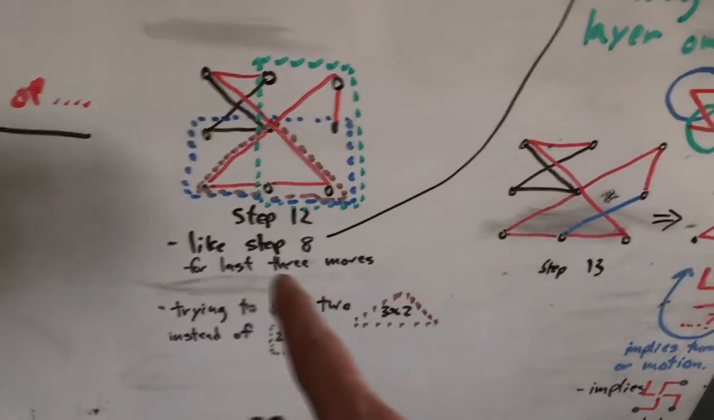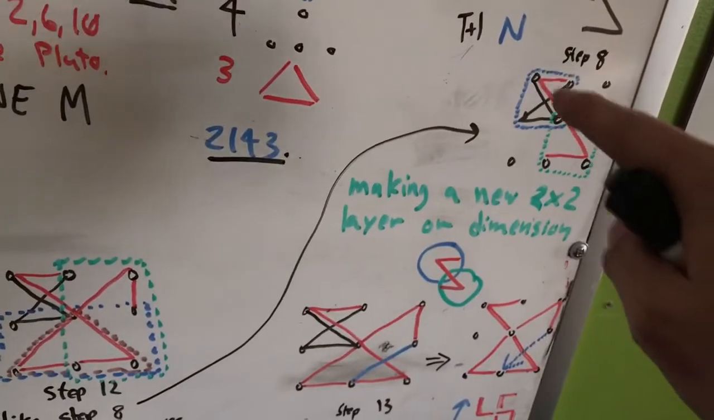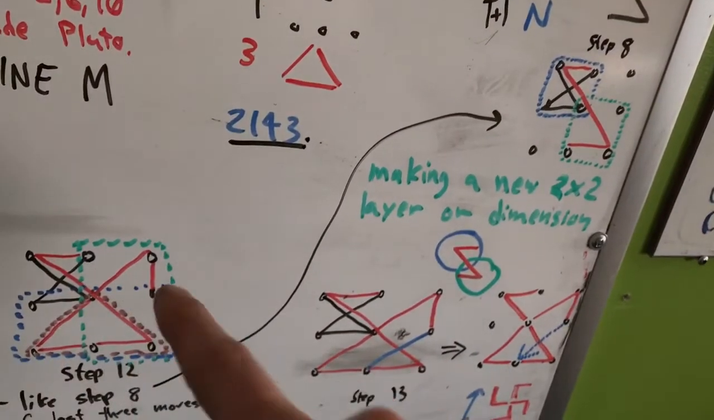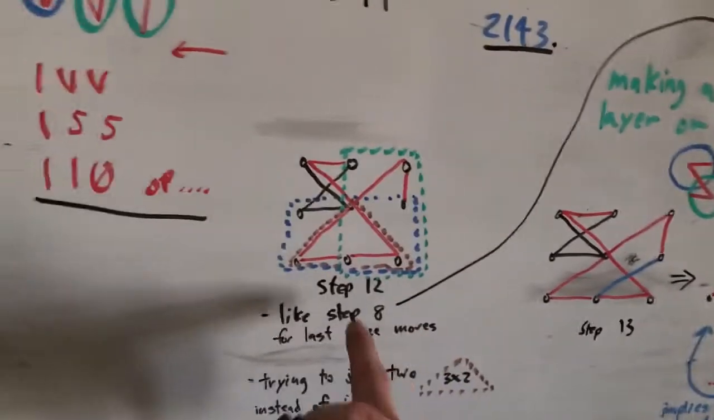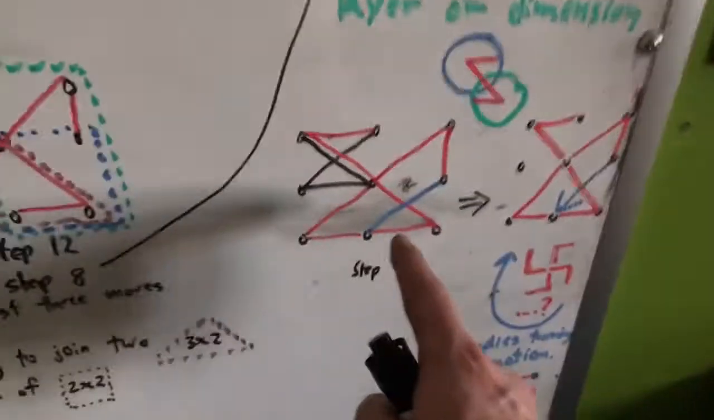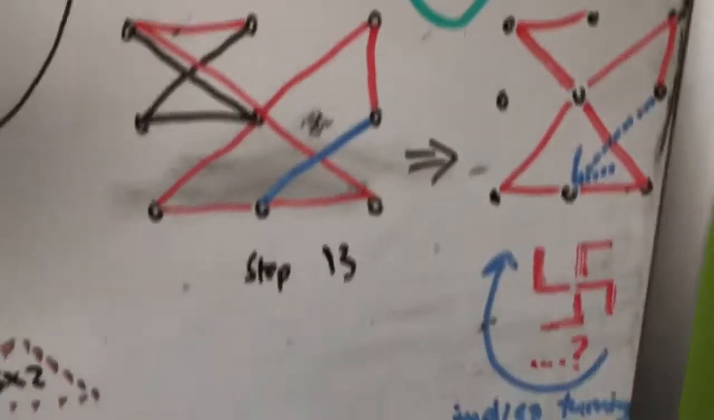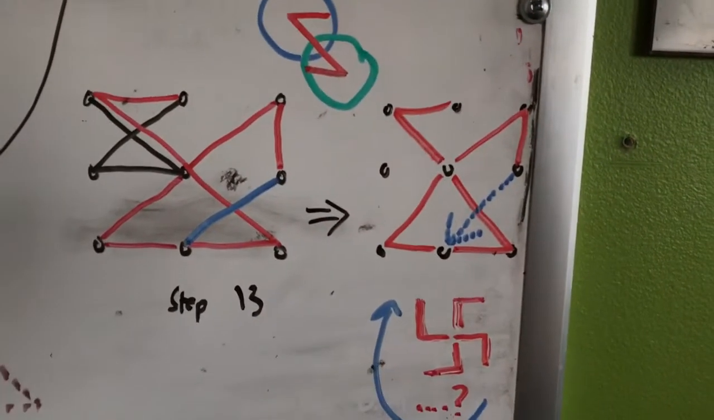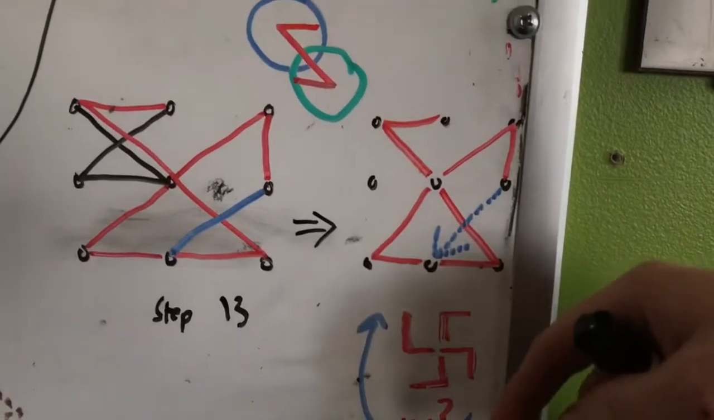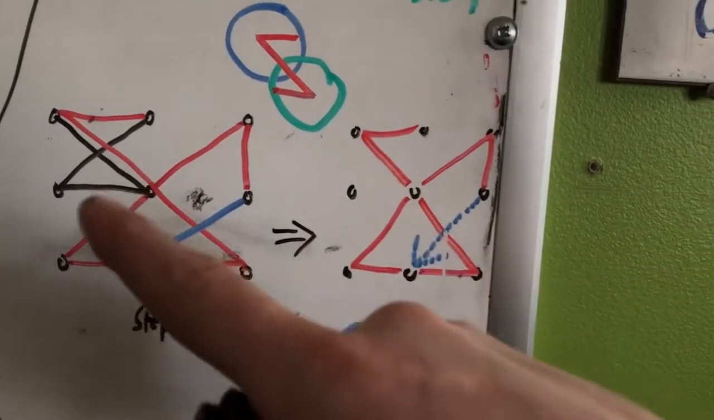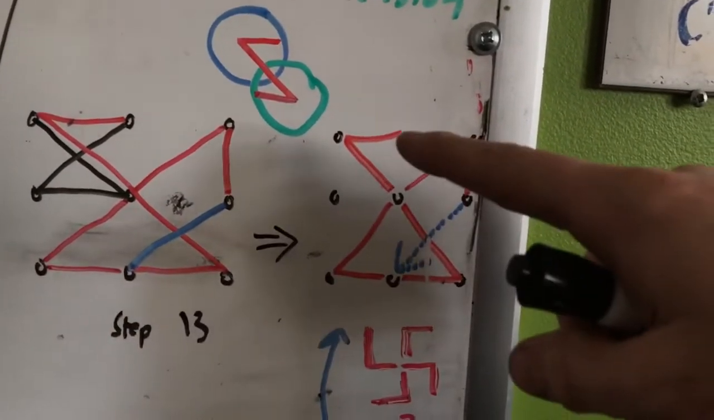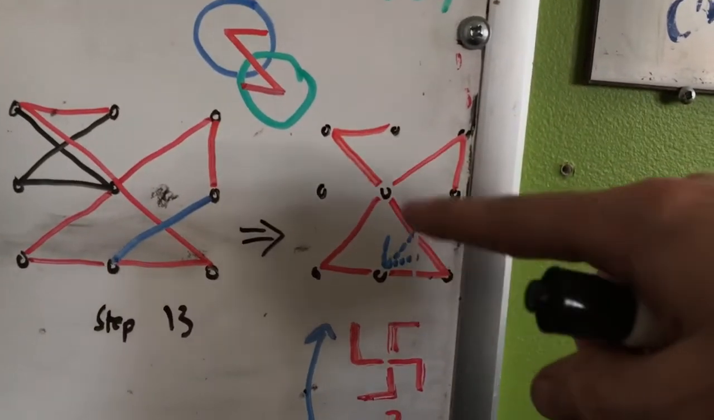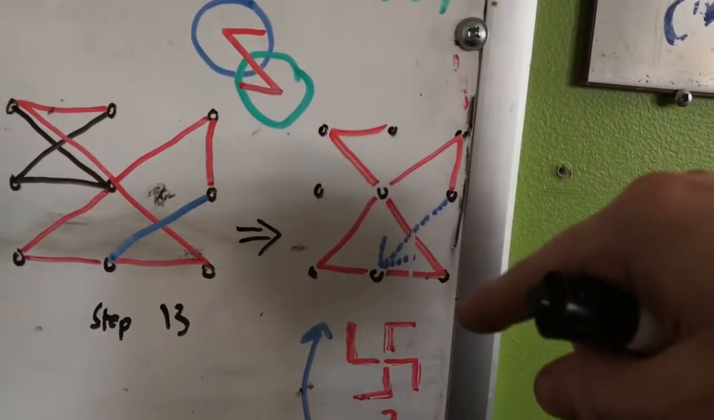And yeah, so I said like step 8 for the last 3 moves. So that's what I was saying. Down, over, down. Cool. So step 13. What I'm doing here is I'm adding that line. That line right there would be step 13. Now, if you look at it, and not look at the black, but look at just the red, look, you have a boom boom to the center. You have a boom boom. You have a boom boom.